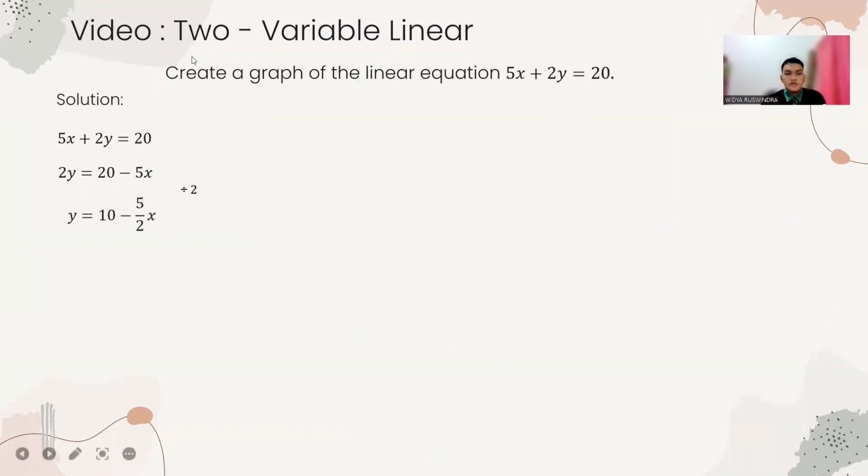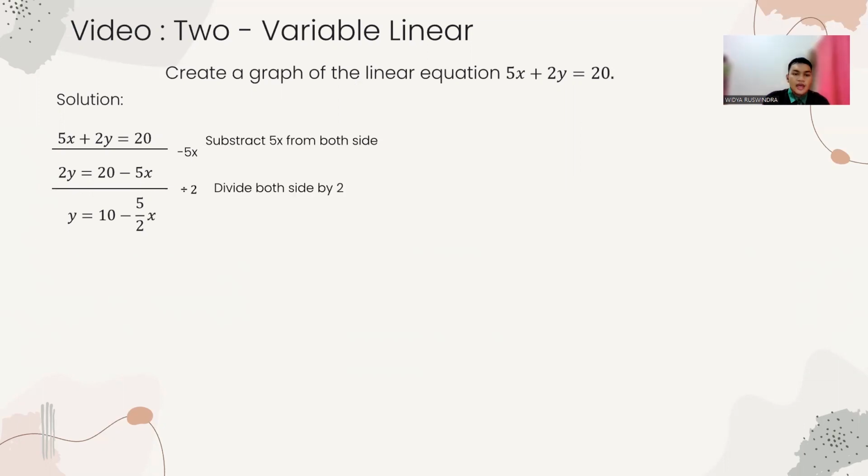Next video, two variables. Create a graph of the linear equation 5x plus 2y equals 12. For the solution, 5x plus 2y equals 12. On both sides we subtract 5x and we get 2y equals 20 minus 5x. The next step is dividing both sides by 2, and we get y equals 10 minus 5/2 x.